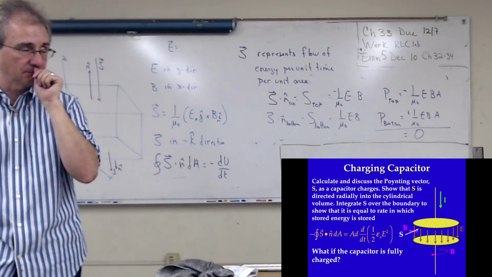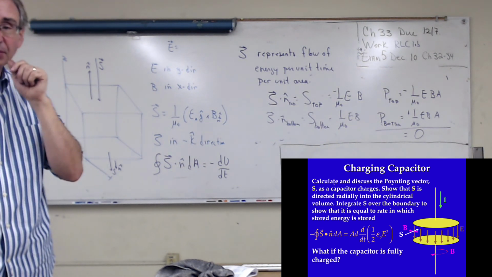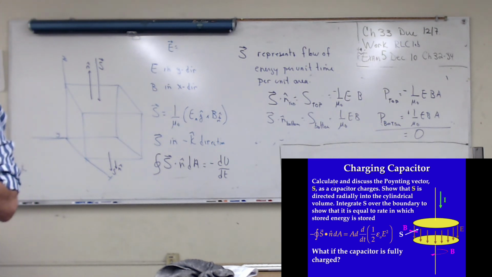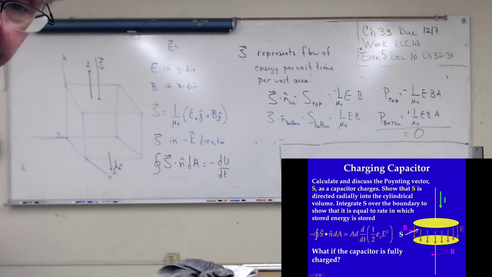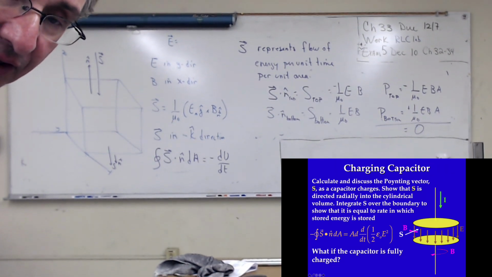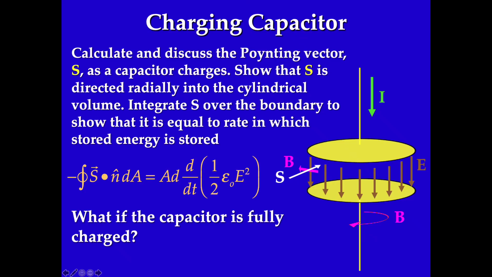I do want to say something interesting, though, about this example you're seeing on the screen, even though I can't do the calculation because I don't have time. If you look at this problem, this is a capacitor that's charging. Look at the direction of the electric field. Look at the direction of the magnetic field. The magnetic field goes around the wire. The electric field points downward.